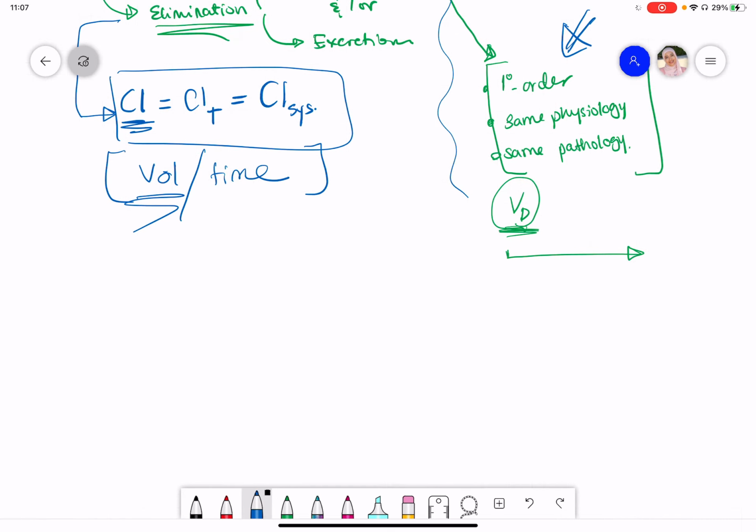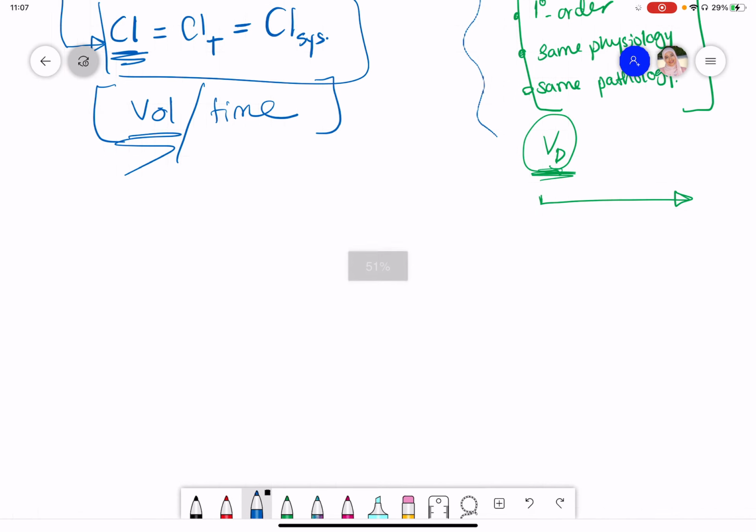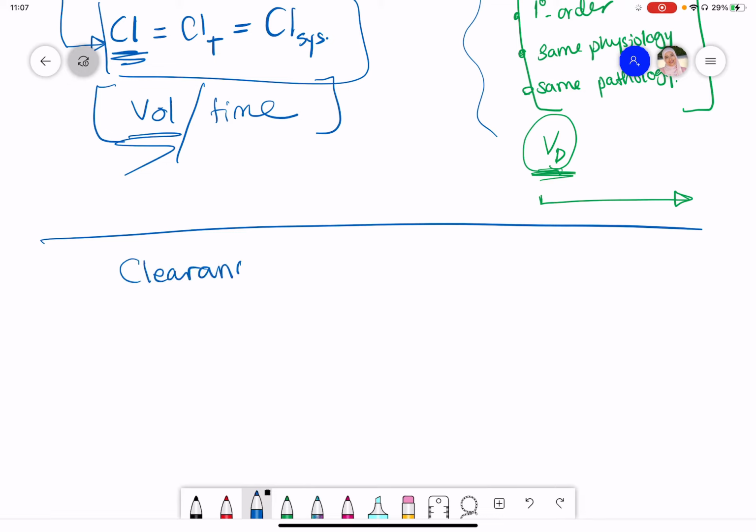kinetics. Okay, so we will talk a little bit about the calculations or equations that we use to determine the clearance, either total clearance or not. We will start with the simplest way, which is total clearance, or systemic clearance.